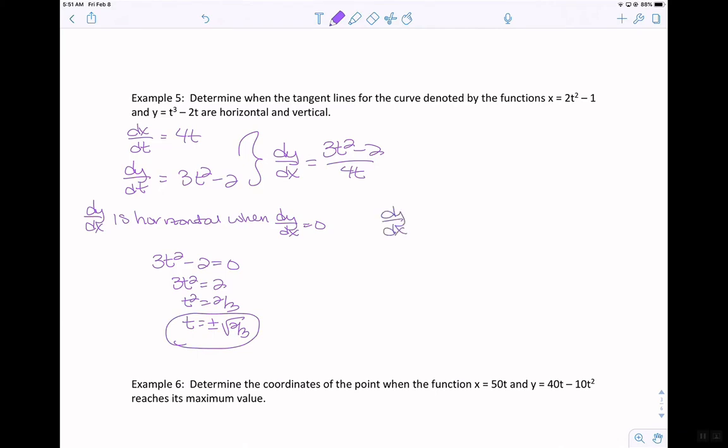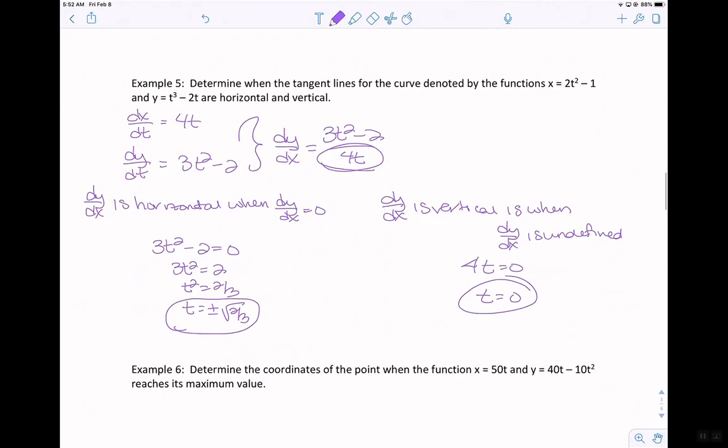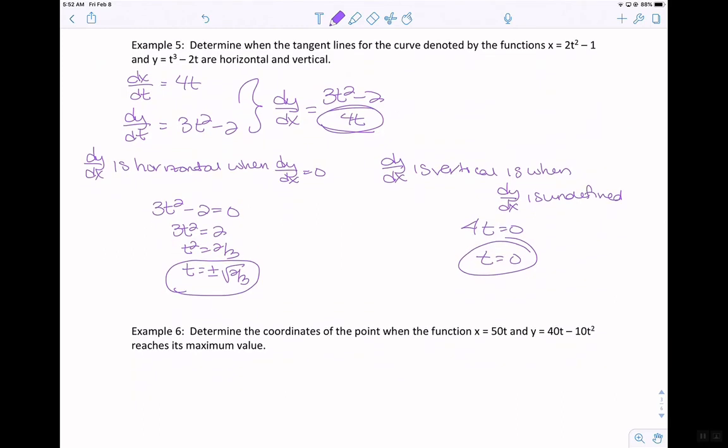When dy/dx is vertical is when dy/dx is undefined, and dy/dx is undefined when my denominator is equal to 0. So 4t is equal to 0. So t is equal to 0. And that's how I figure out when dy/dx is horizontal and vertical. Same idea with equations of tangent lines. Back when we did implicit differentiation, we asked, when's it horizontal? When dy/dx's numerator is equal to 0. When's it vertical? When the denominator is equal to 0. Same idea. So we haven't really changed a whole lot.